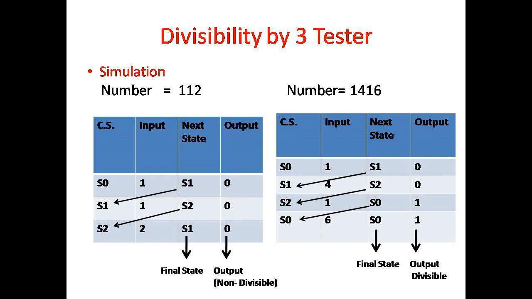The current state of the machine is H0 and the next input is 6, so the number becomes 6. If we divide by 3, then it will produce the output 1, that is divisible, and the next state of the machine is H0 state. Here the final state of the machine is H0 and the output is 1. That is to say, the number 1416 is divisible by 3. Thank you.